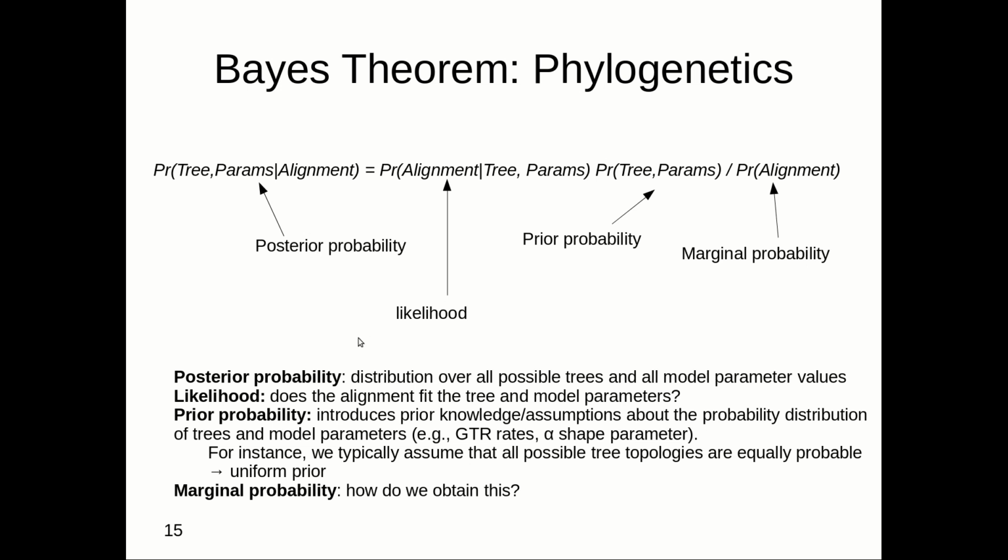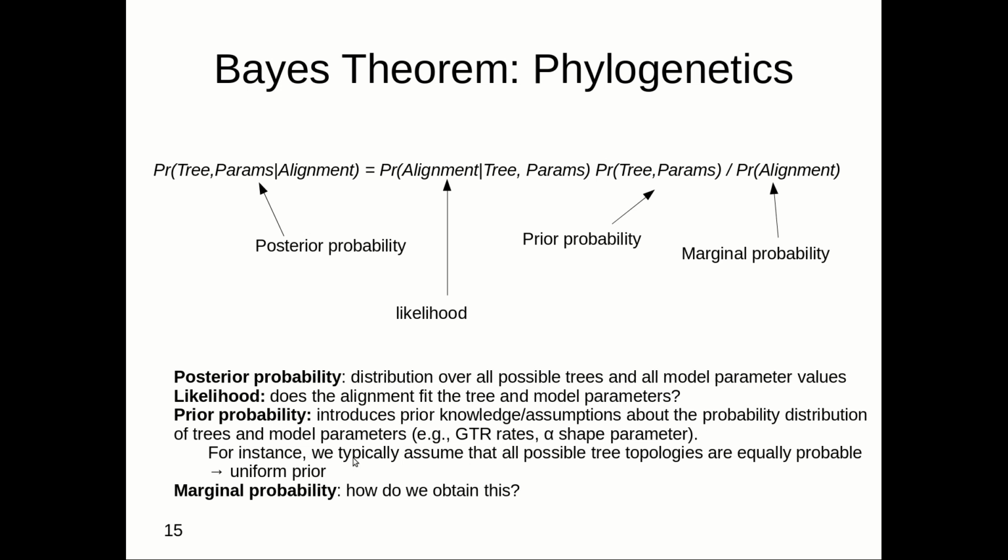Okay, so here's a summary. The posterior probability is just the distribution over all possible trees and model parameter values. The likelihood tells us how well the alignment fits the tree and the model parameters. And very importantly, the prior probability introduces prior knowledge and assumptions about the probability distribution of trees and model parameters, so the GTR rates, the alpha shape parameter, etc.